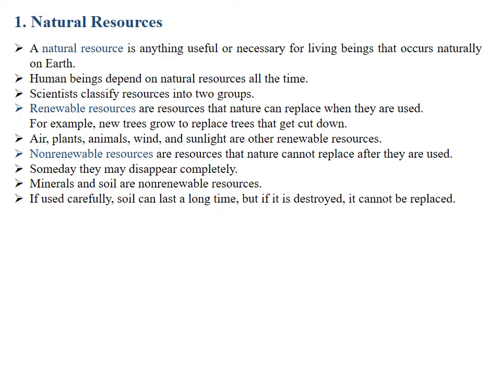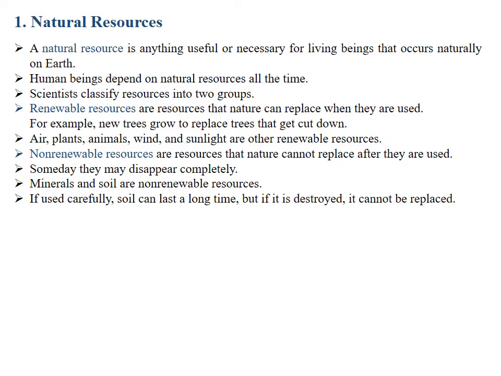So let us start our lesson with natural resources. Every living thing uses natural resources each day. What is a natural resource? By definition, a natural resource is anything useful or necessary for living beings that occurs naturally on Earth. Human beings depend on natural resources all the time. You use many of them without even thinking about it.